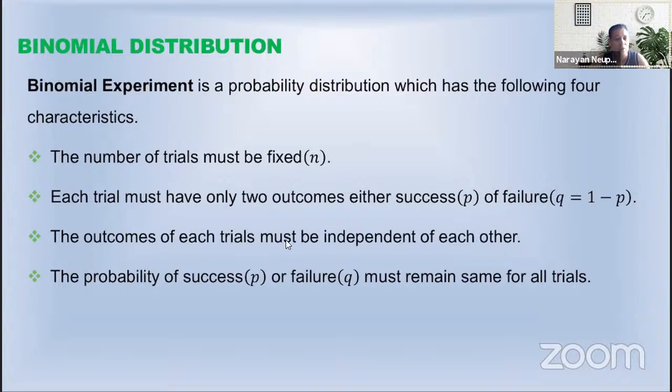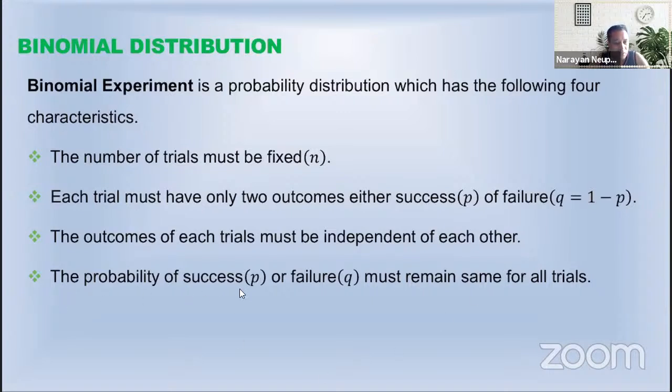Third one, the outcome of each trial must be independent of each other. Suppose you guess right in the first answer, and when you try to guess the second, it doesn't mean that you'll make it right or wrong, which depends on the first answer. In fact, when you're trying to guess the answer for these 5 multiple choice questions, the answer for each will be independent. Your guessing or the result or the probability that you answer will be independent of each other.